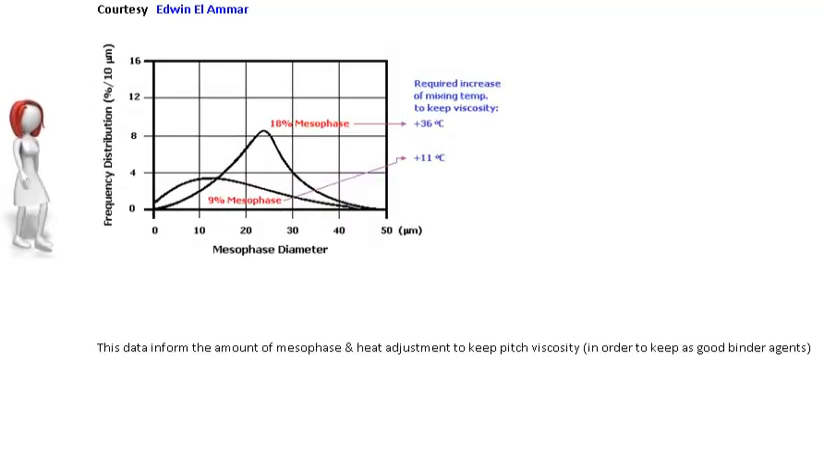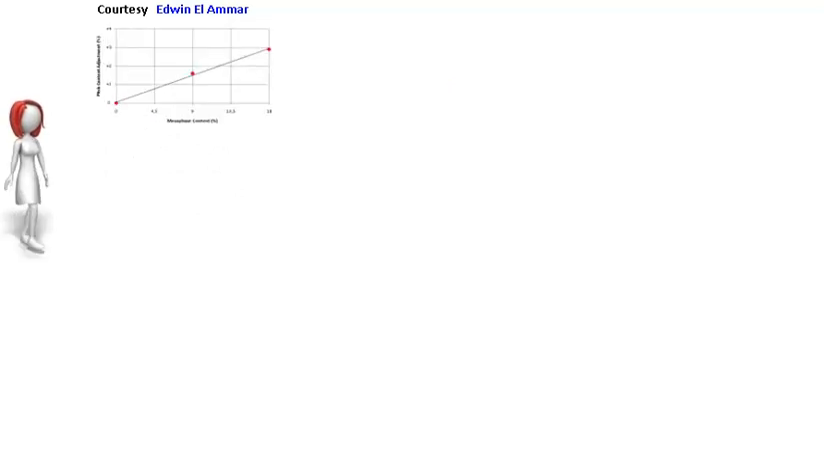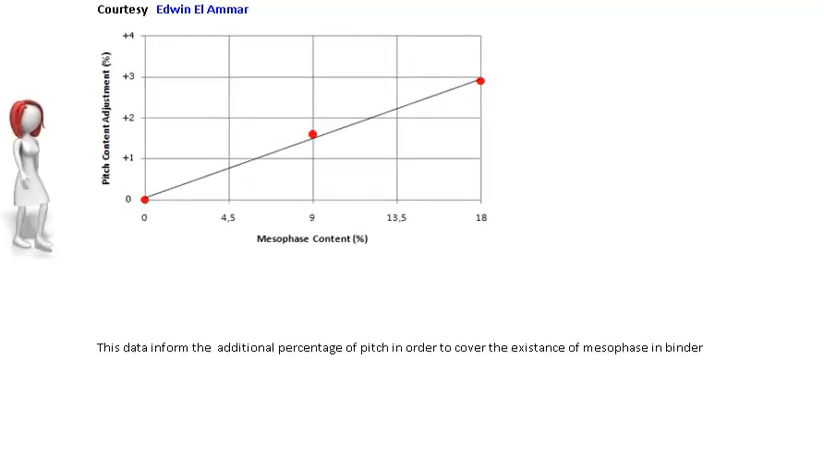This data informs the amount of mesophase and heat adjustment to keep pitch viscosity, in order to keep it a good binder agent. This data informs the additional percentage of pitch in order to cover the existence of mesophase in the binder.